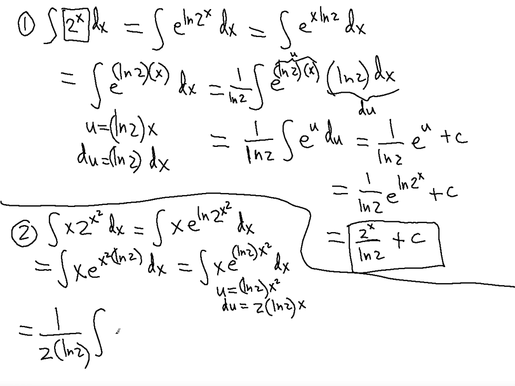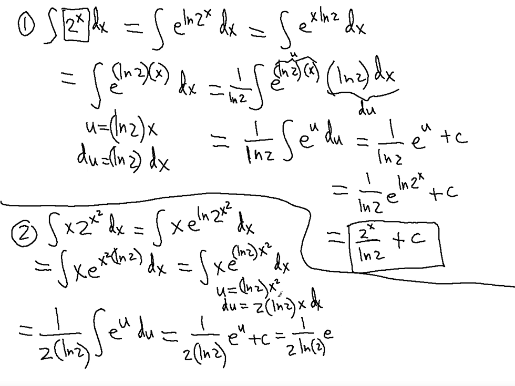So now we will have e to the u, right? Because we already substituted the u with ln 2 times x squared, times du. And once again, du is 2 ln 2 times x times the dx, right? I should have written the dx in here. Okay, so now we're going to have 1 over 2 ln 2 e to the u plus a constant. So now let's work our way back into substituting what we originally started with. e to the power of ln 2 x squared plus a constant.